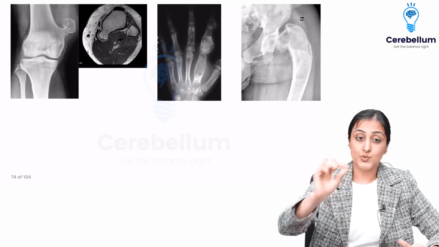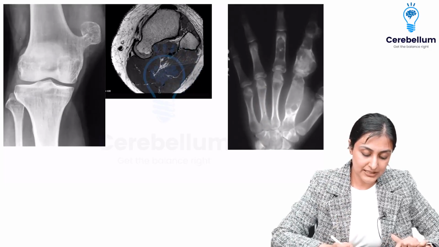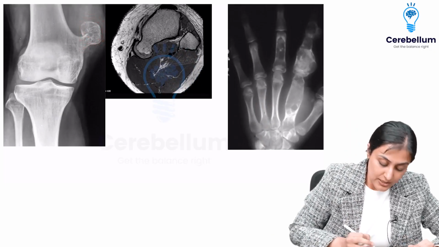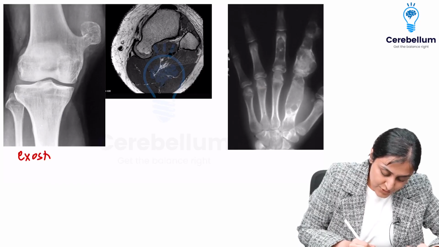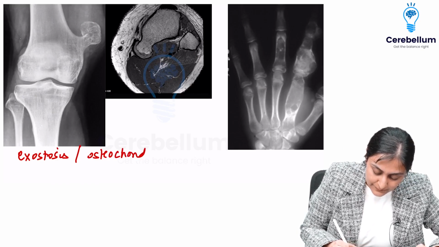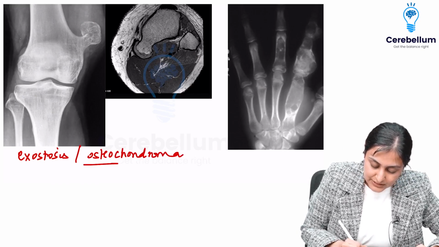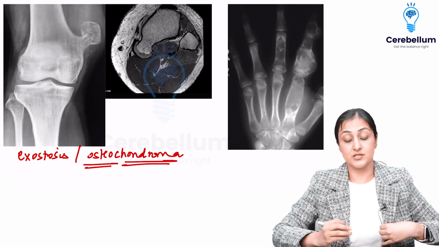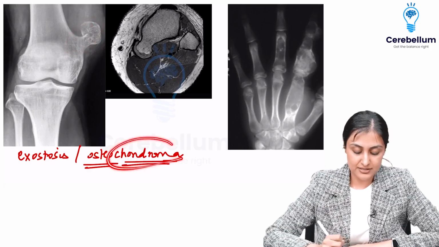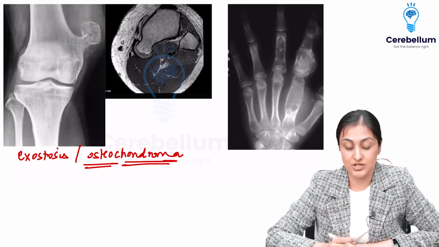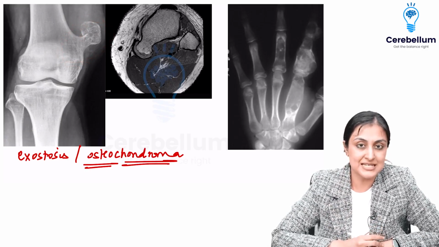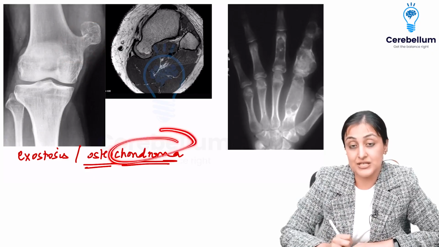3 more tumors, very, very important. When you see a tumor growing out of the bone like a mushroom here, this is what is called exostosis or osteochondroma. The name itself tells you that there are 2 components to it. One is the bony component that you can see on the X-ray, and the other is the cartilage. The cartilage is something, as we saw, that is not detected on X-ray or CT. We need MRI to see cartilage.